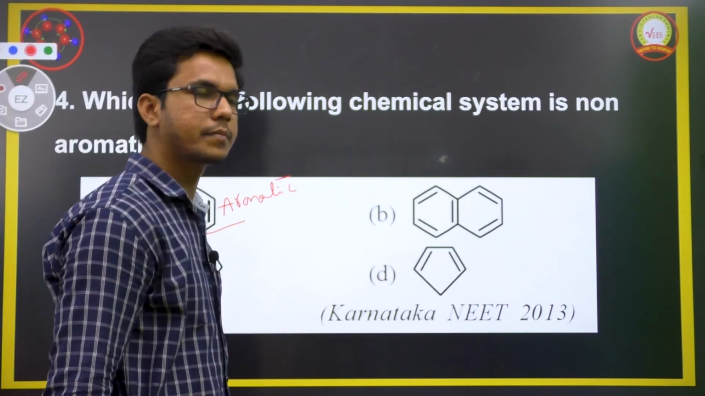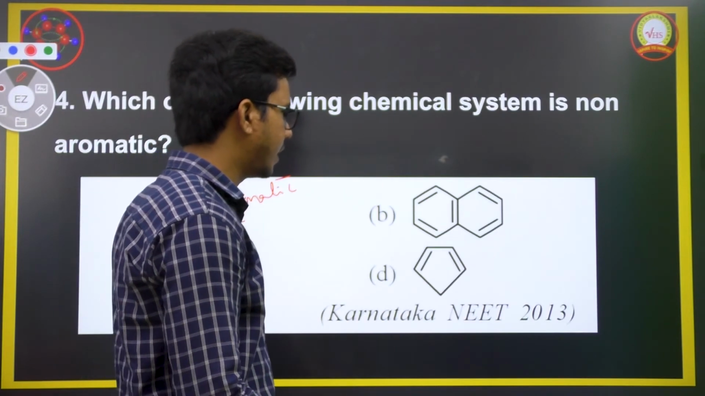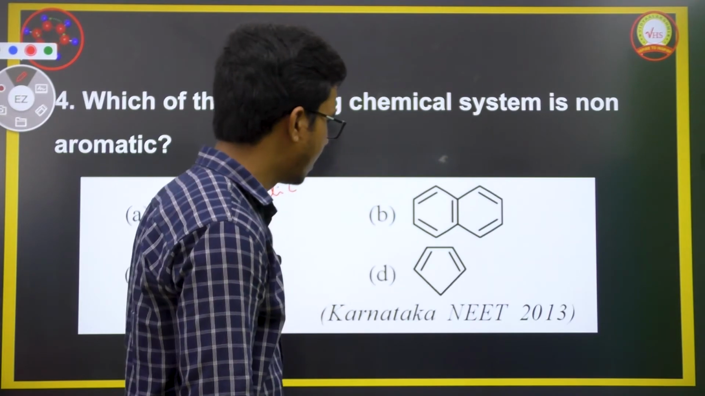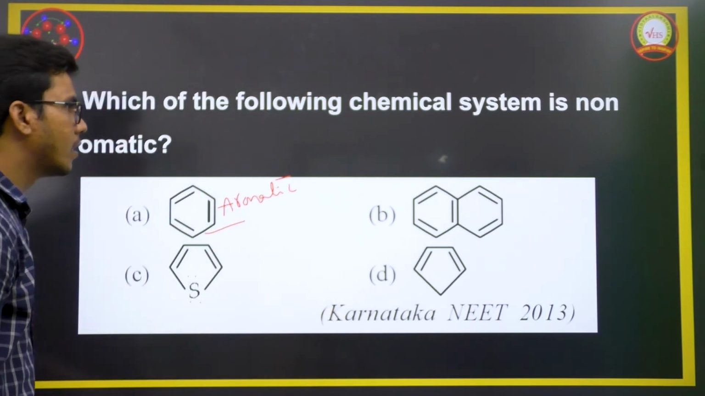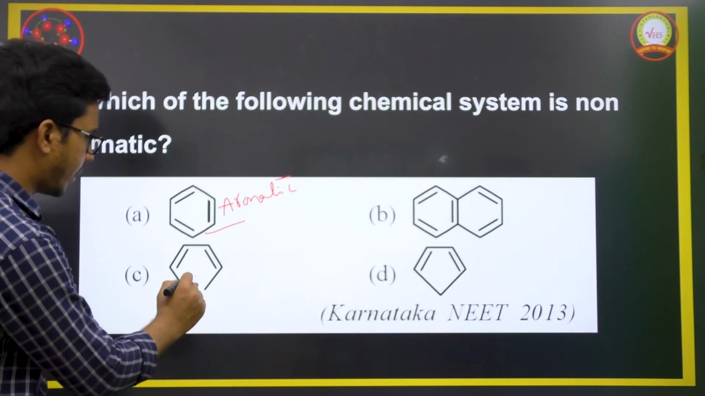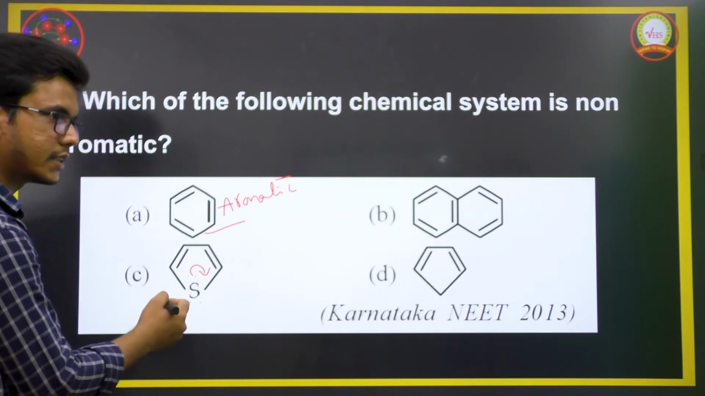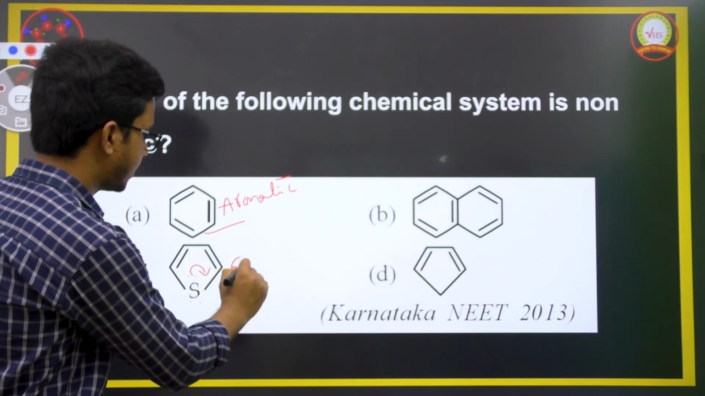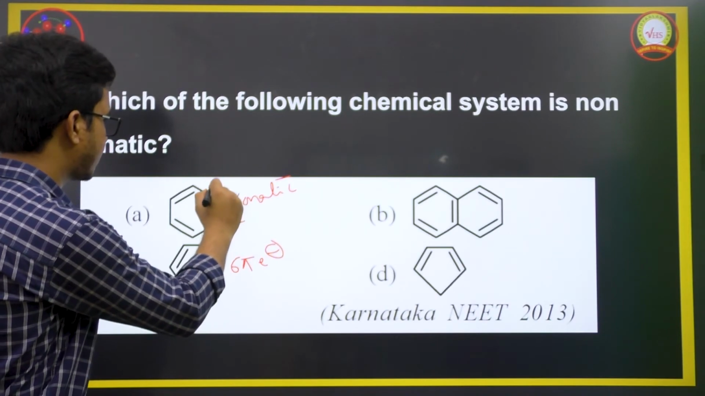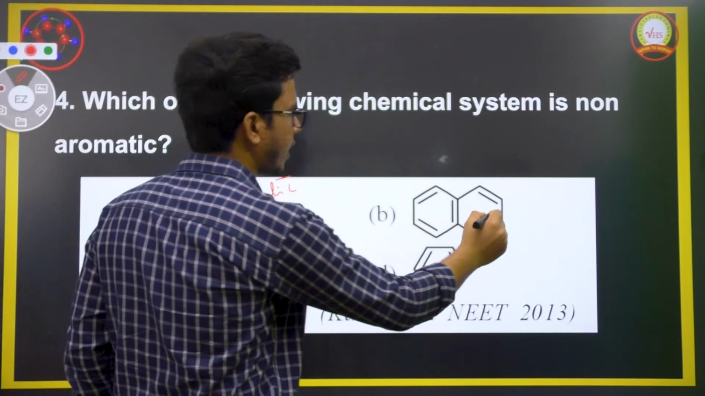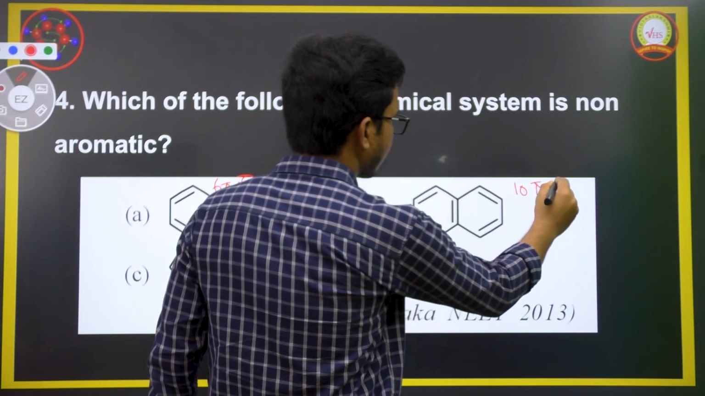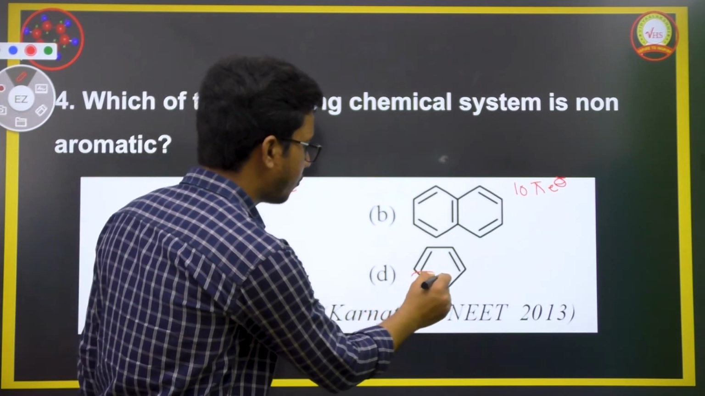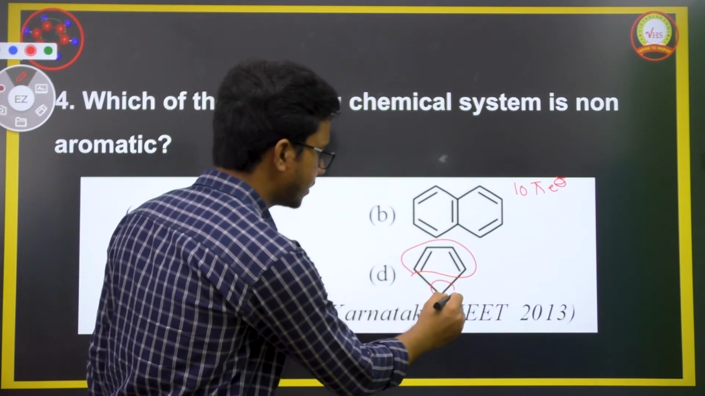If you see the B here, this is naphthalene. We have complete delocalization system, sp2 hybridized, planar, cyclic. But if you see the third one here, it is aromatic again because of 6 electrons in the system, and sp2 hybridized, planar, cyclic and everything. Here 6 pi electrons are there. In the case of first one we have 6 pi electrons again, here we have 10 pi electrons.